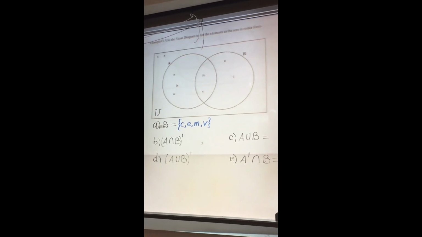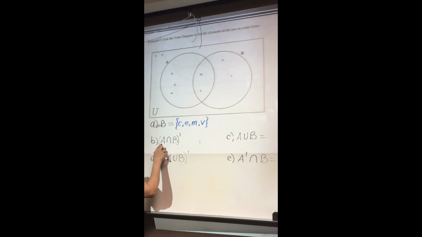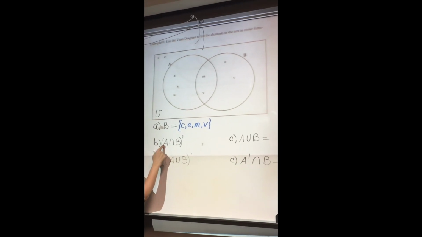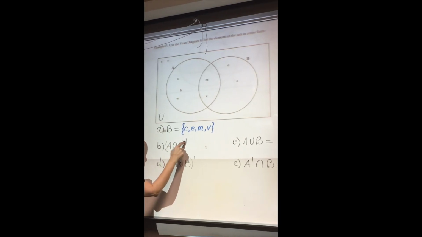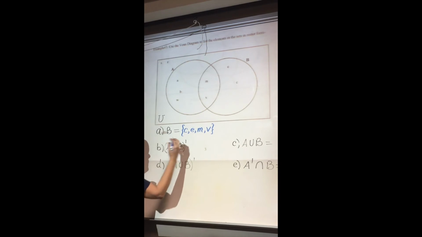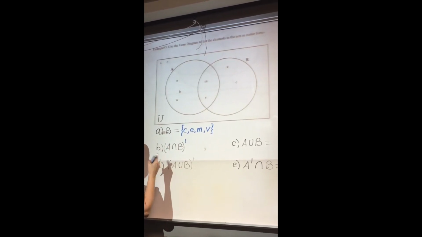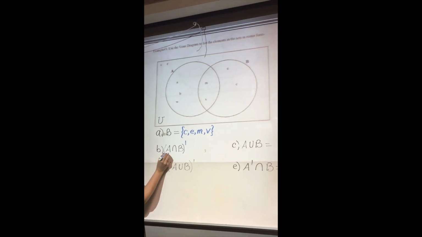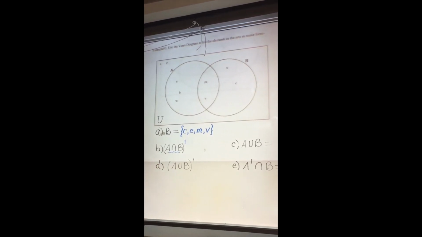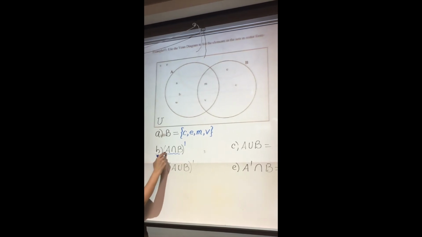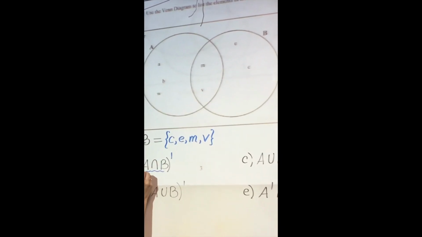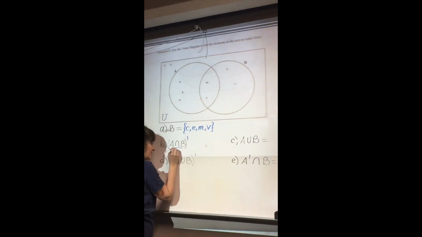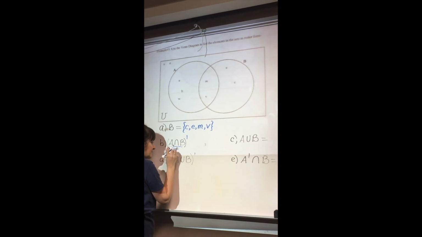C, E, M, V. Now, here we have another question where it says A intersection B inside the parentheses and then the complement outside. What does this complement mean? The complement of the intersection. So it is good to do the inside first. What is A intersection B? Remember, those are the elements that A and B have in common, which is right here: M, V.